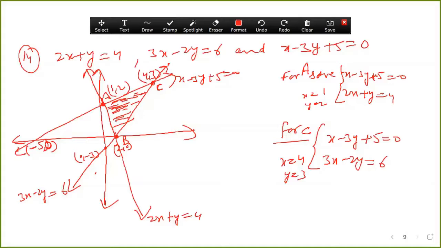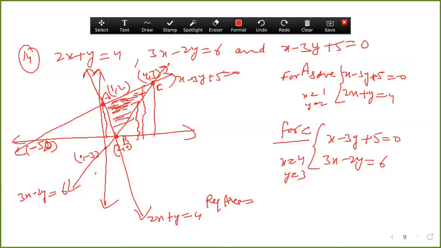So now after getting the values of A, B and C, draw the perpendicular from A, and the perpendicular from C. Now if you get the area under the first line, x minus 3y plus 5, you will get the area under this line, and subtract the area under the line BC, you will get the area of the triangle.